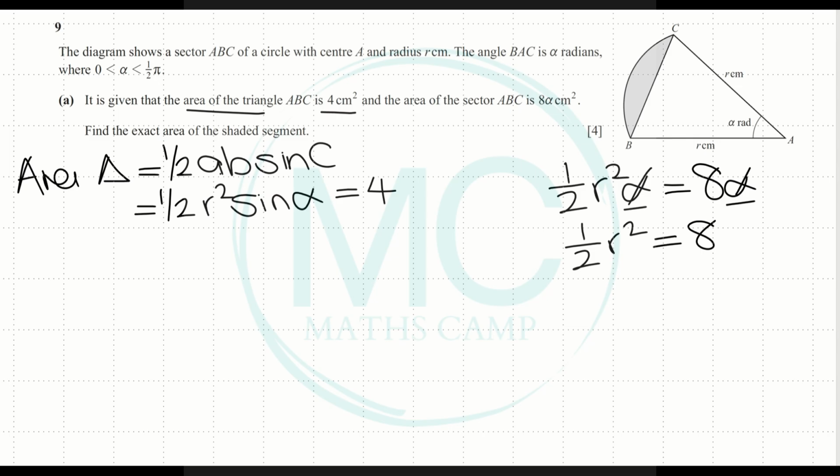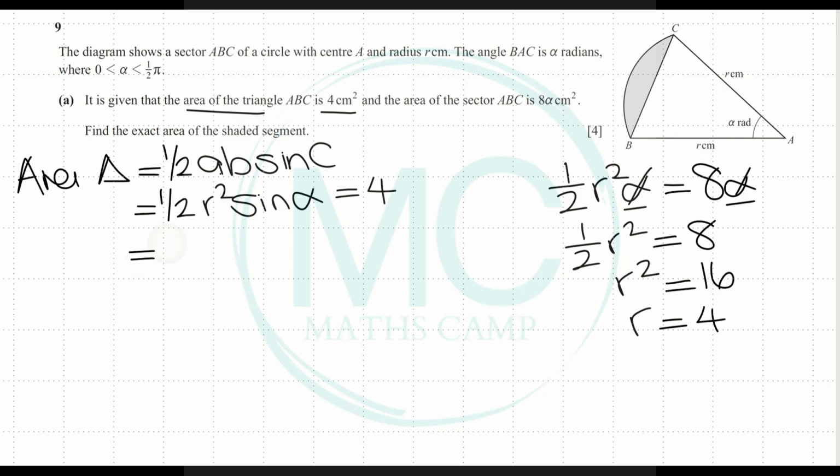Now we can use this to find r. Let's multiply both sides by 2, and we see that r squared is equal to 16, which means that r must be equal to 4. R is a radius, it's a length, so we only ever consider the positive root. Now that we know that r is 4, we can use the equation for the triangle to find alpha.